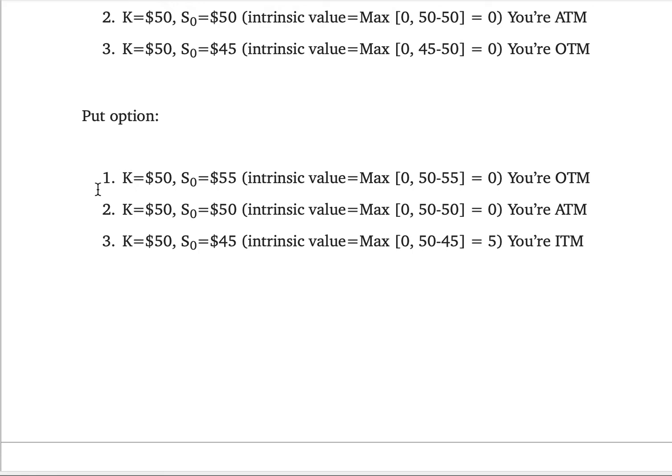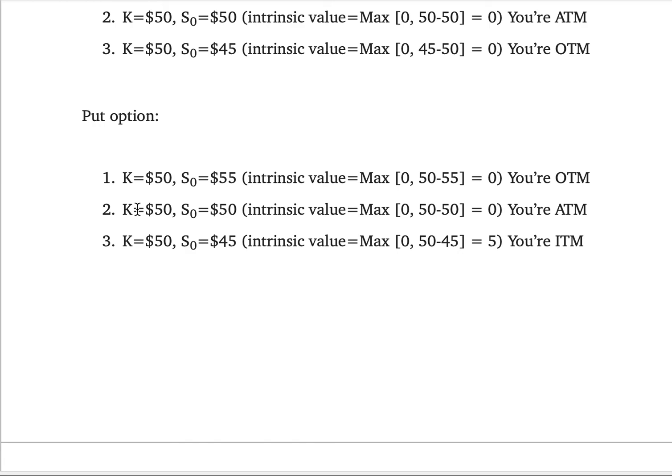Put option, strike price 50, stock price 55. Intrinsic value is the maximum between 0 and 50 minus 55. So 50 minus 55, that's a negative number, negative 5. What is the maximum number between 0 and negative 5? Well, it's 0. So I'm out of the money, OTM. Out of the money in this case means the stock price, that's what S stands for, is higher than my strike price. So I'm out of the money.